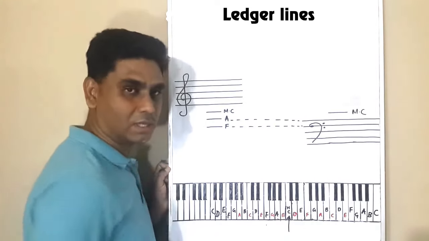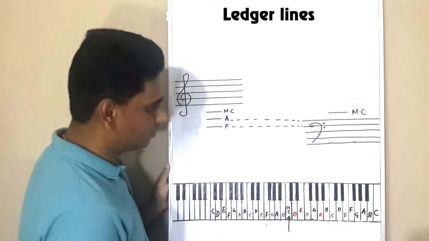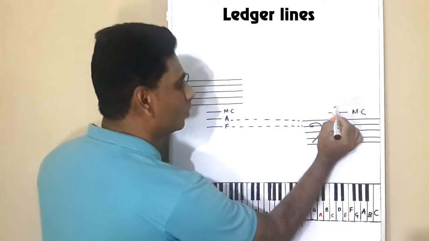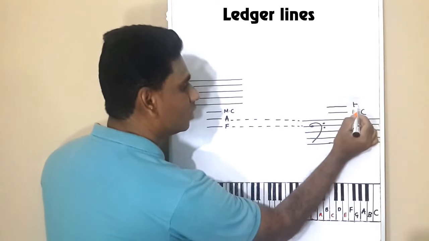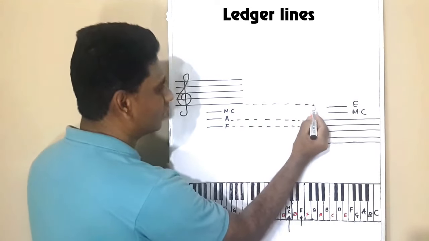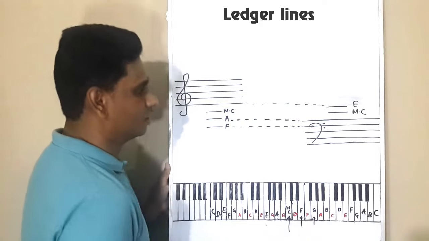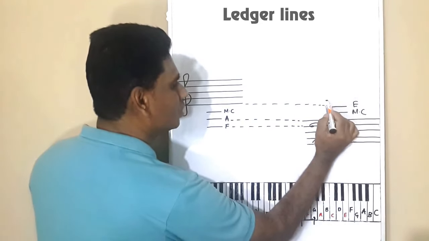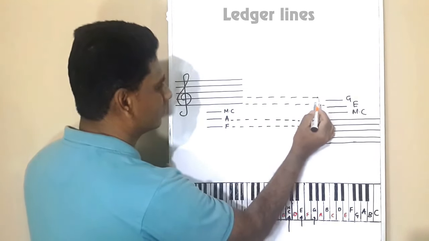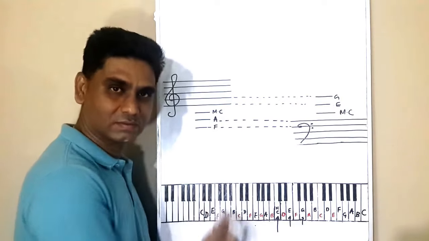Now let's go to the bass clef stave. The middle C is always located above the bass clef. Now here is the middle C, and I want to indicate this E note. Then I have to draw a ledger line for the note E. This is the first line of the treble stave. And I want to draw the note G. I have to draw another ledger line for the note G. And this is the second line of the treble stave. Though there is no treble stave, those lines belong to the treble stave.